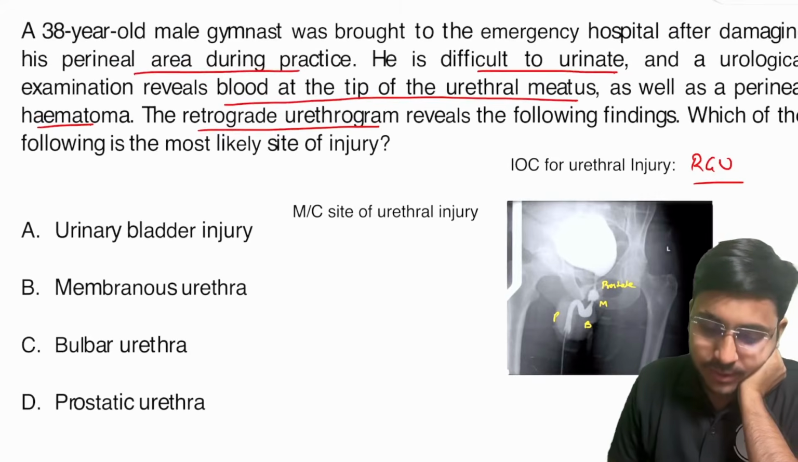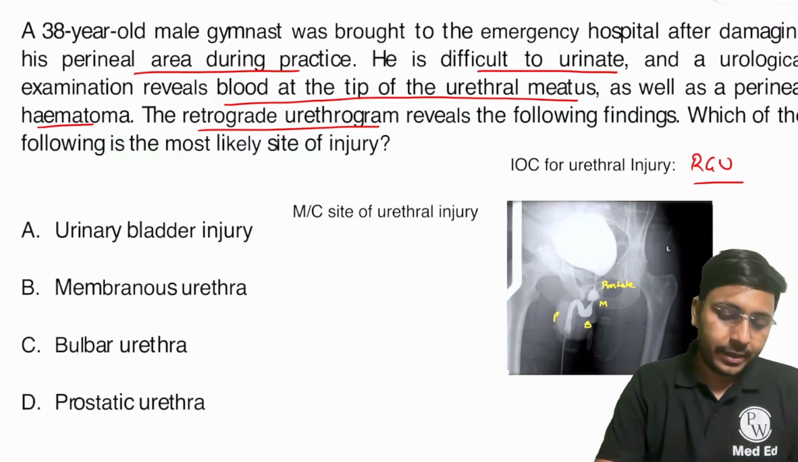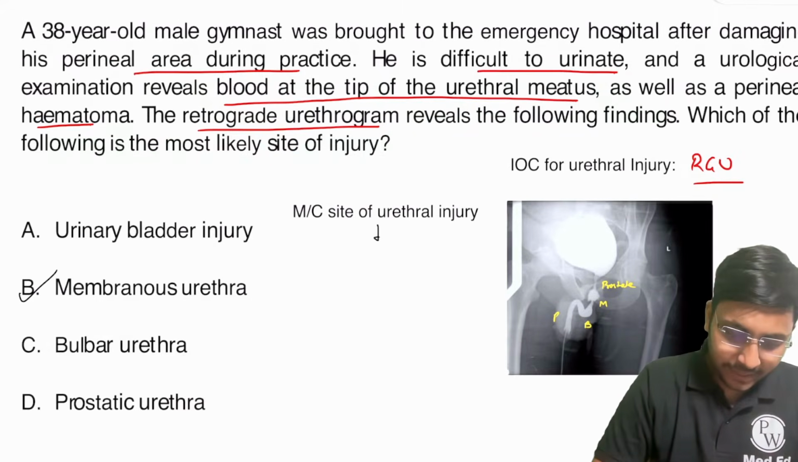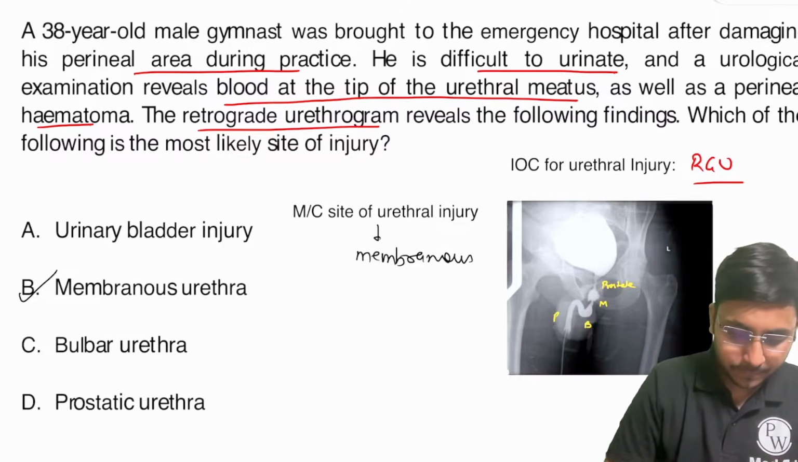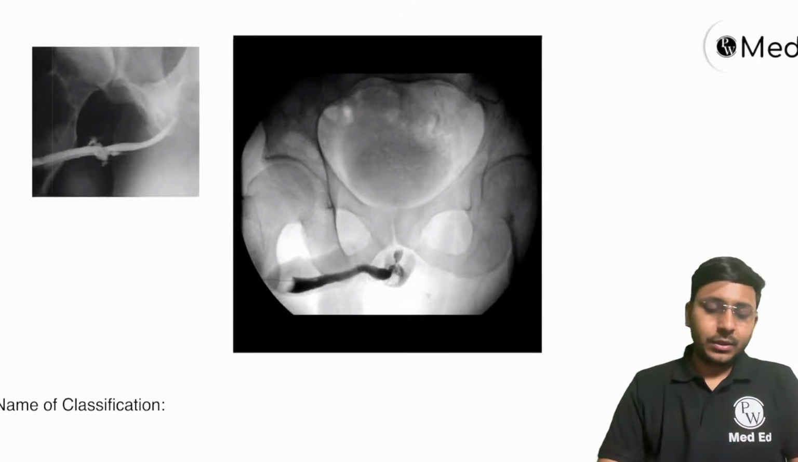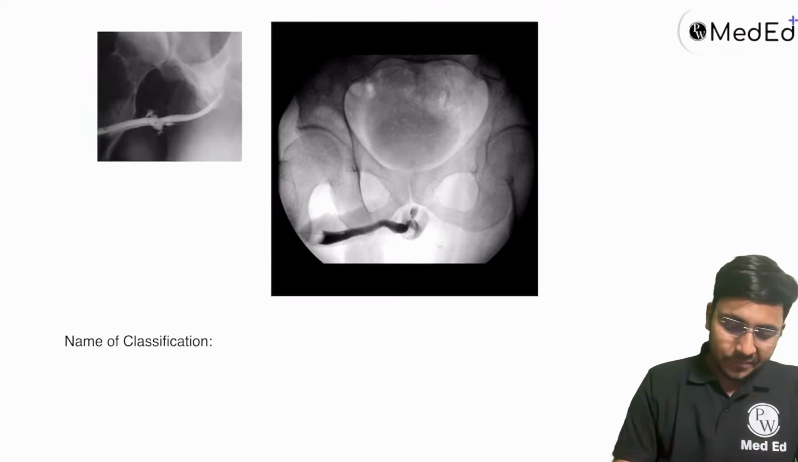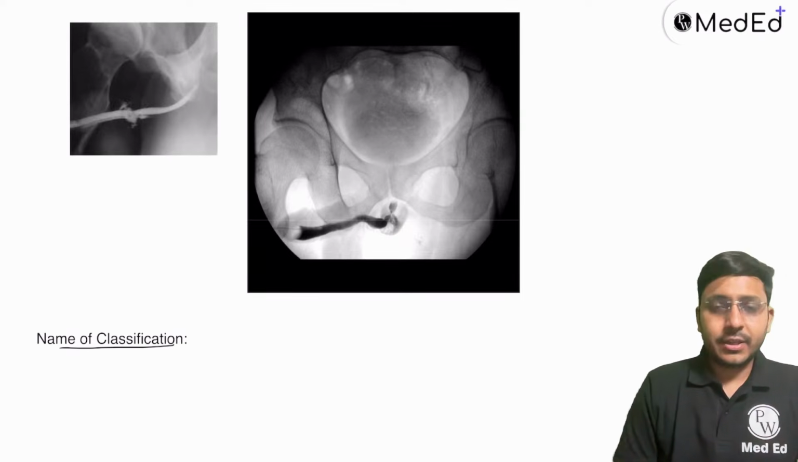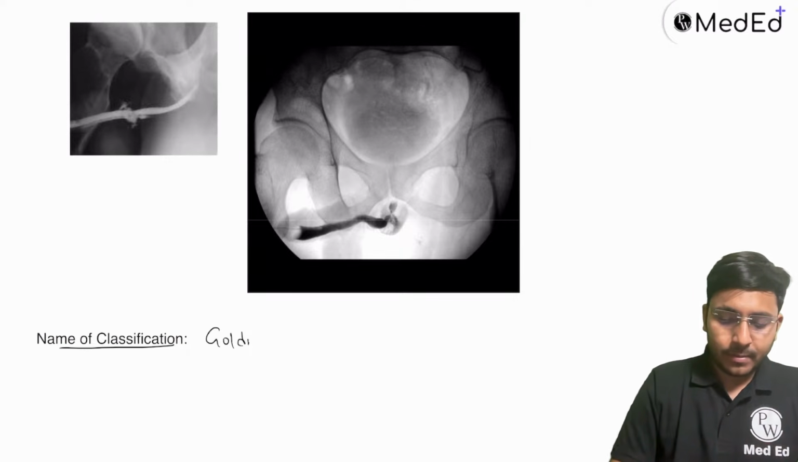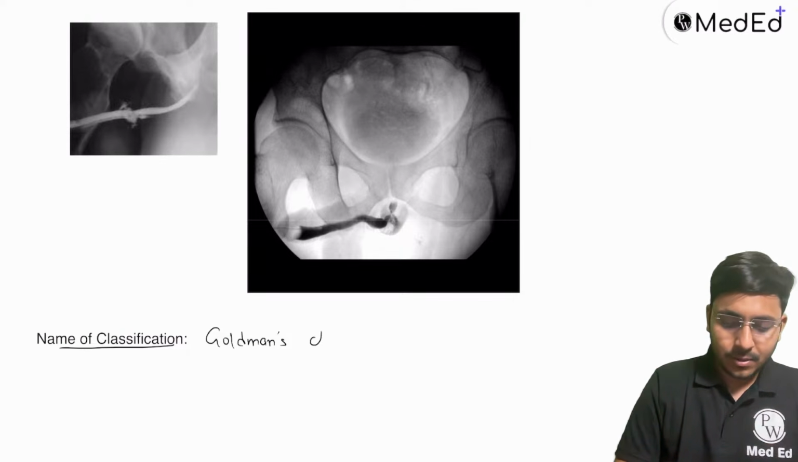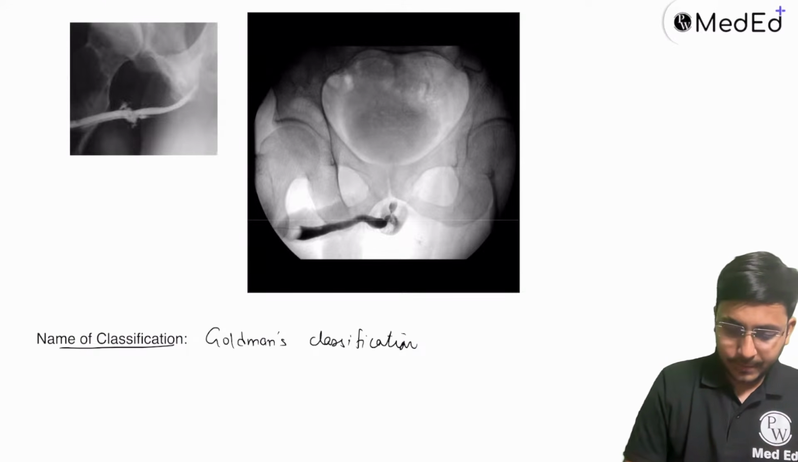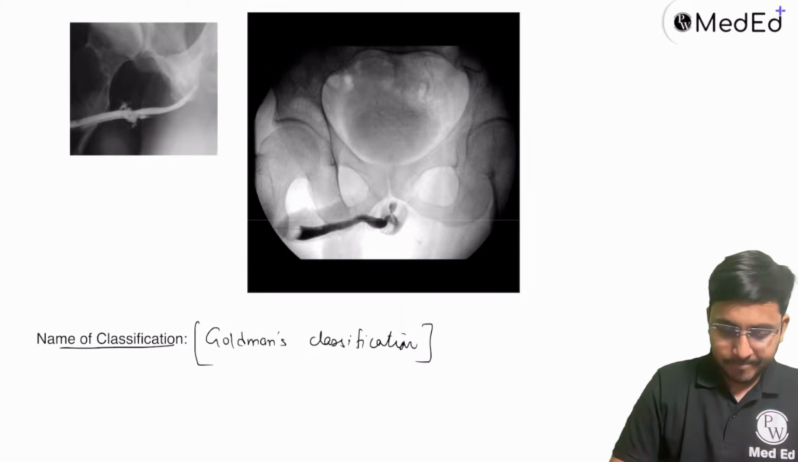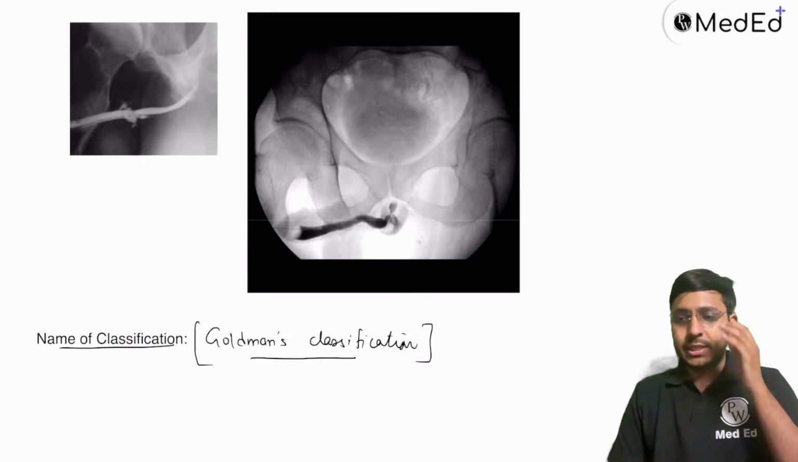What is the site of membranous? What is the site here? This is a membranous urethral injury, and the most common site is also the membranous urethra. Alright, now what is the name of the classification? The name of the classification is Goldman's classification of urethral injury.